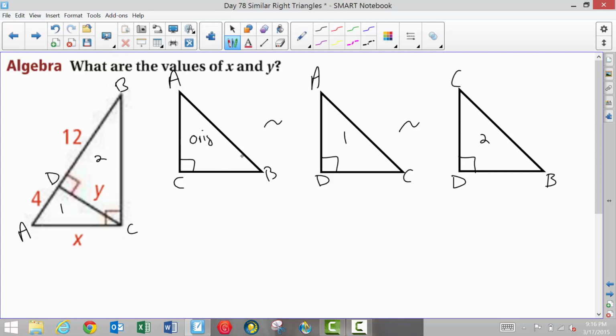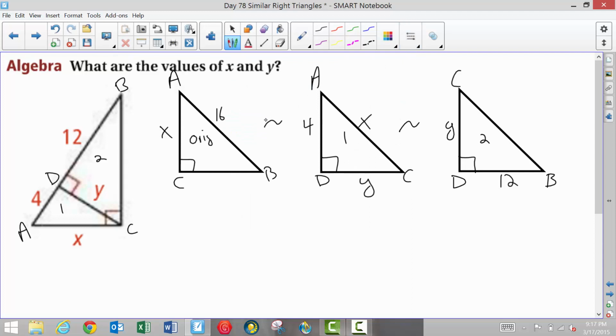So since I have all my 3 right triangles, I can now fill in the information given from the diagram. So I know that A to D is 4. I know A to B is 16. I have D to C, which is y. And I also have A to C, which is x. And what else? D to B is 12. So now I can set up my proportions.